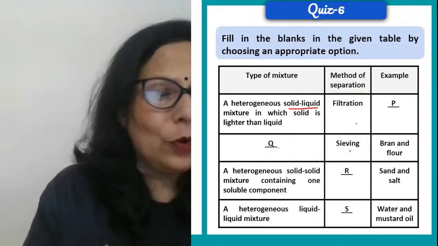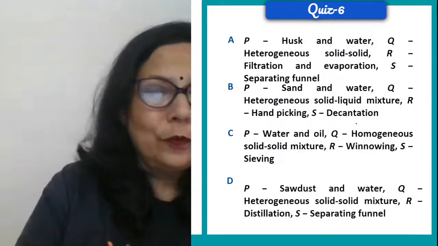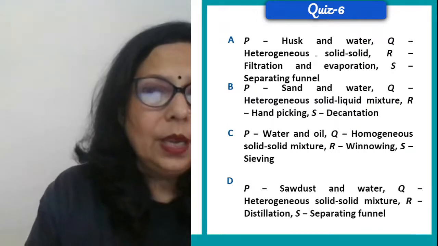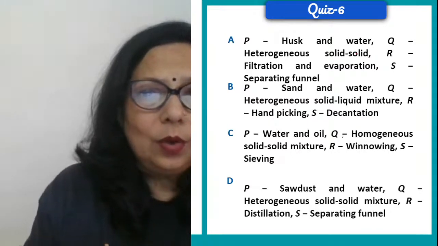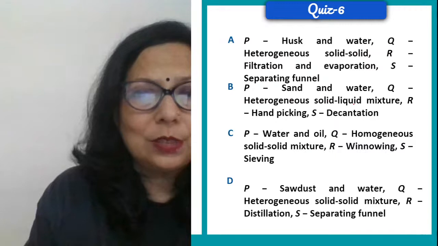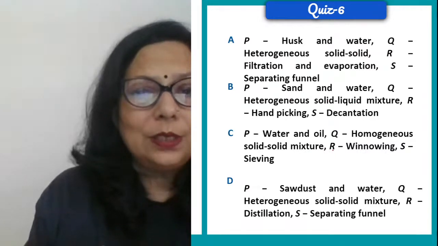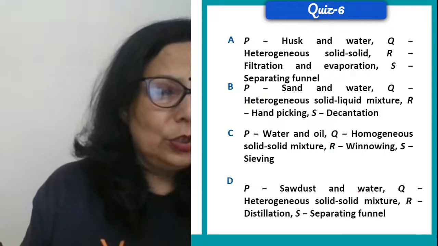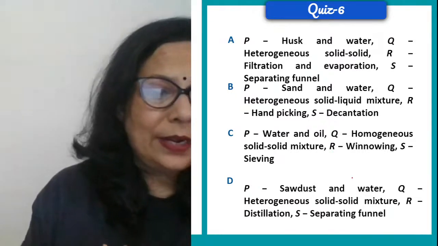अगर ब्रांड एंड फ्लोर है, सीविंग से कर रहे हैं, तो what type of mixture it is? Heterogeneous solid solid, heterogeneous solid liquid, homogeneous solid solid, heterogeneous solid solid. So you can find out now.